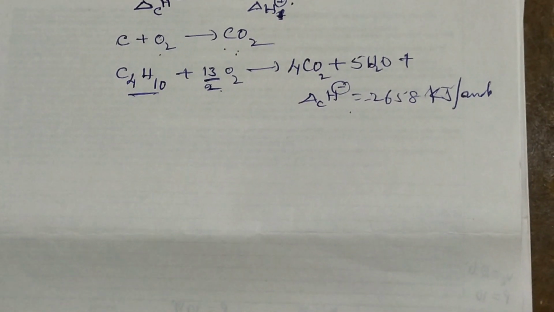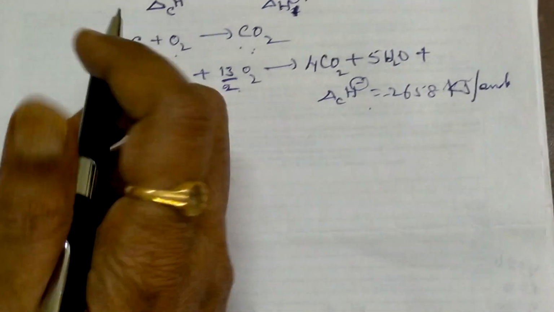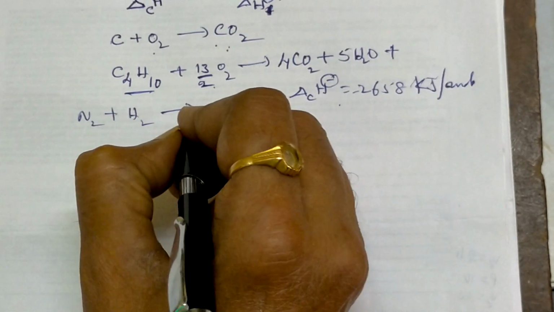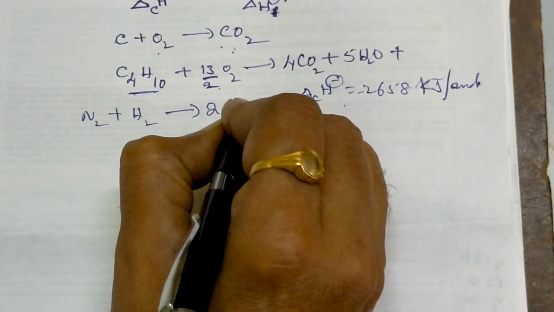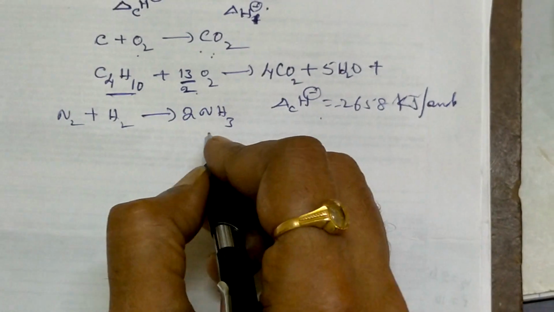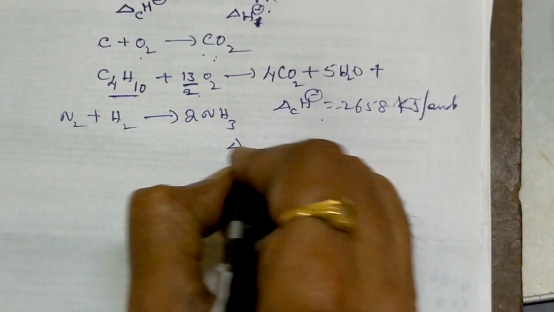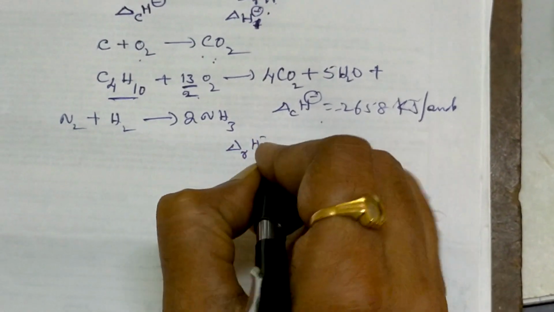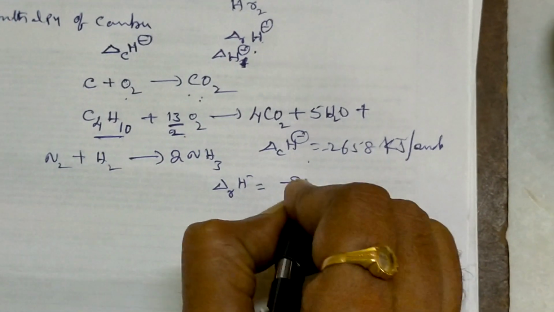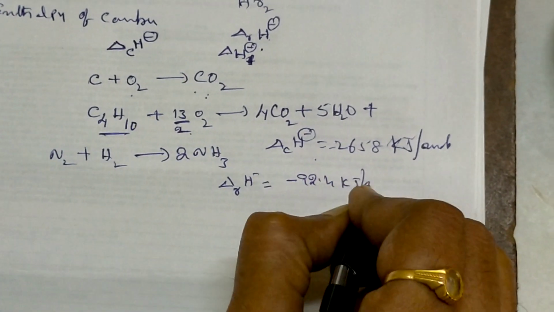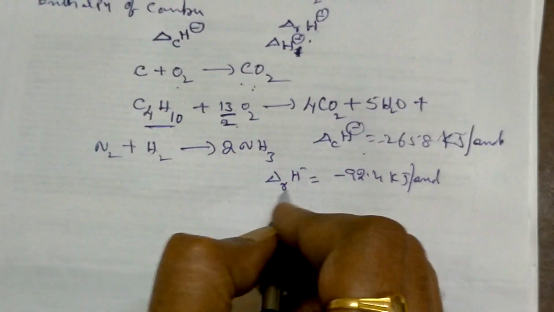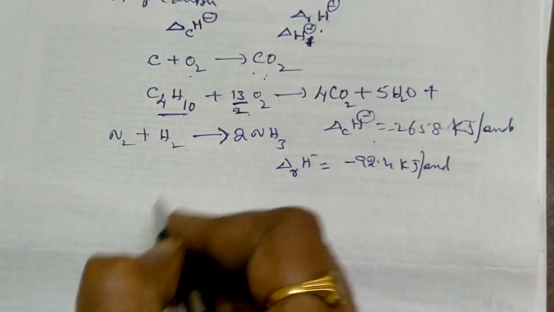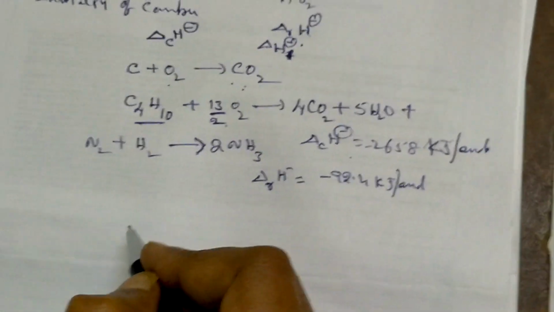First start with a simple problem. The problem is nitrogen reacting with hydrogen gives ammonia, 2NH3. In this, delta rH is equal to minus 92.4 kilojoules per mole. This is heat of reaction. Now, for the same thing without giving anything, how much is the heat of formation? That is normally the multiple choice question.